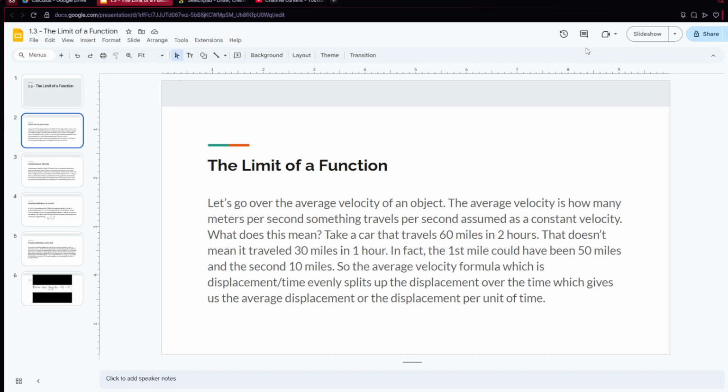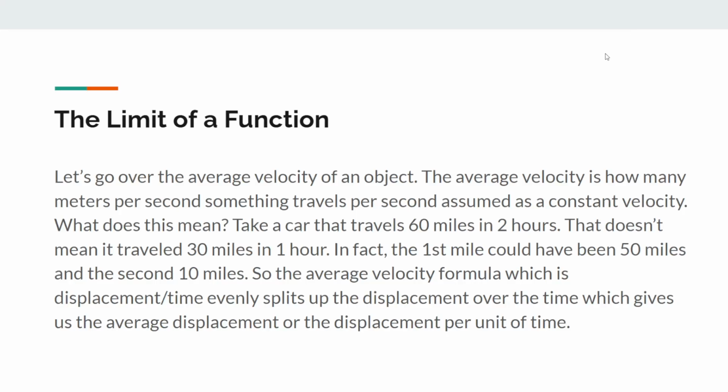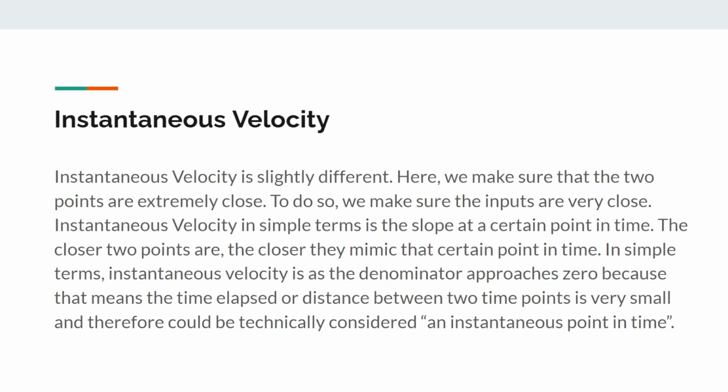I used that example, but we actually have a car example here. Take a car that travels 60 miles in 2 hours. That doesn't mean it traveled 30 miles in 1 hour. In fact, the first hour could have been 50 miles and the second 10 miles. So the average velocity formula, which is displacement over time, evenly splits the displacement over the time. Again, I said distance before. That would be average speed, so that's a little bit different. But yeah, same concept there.